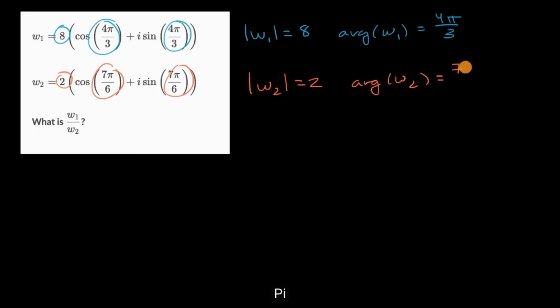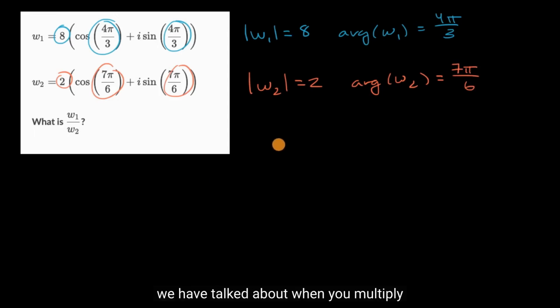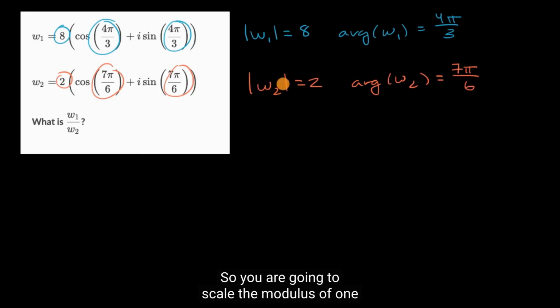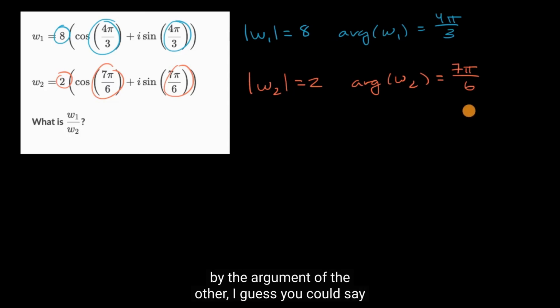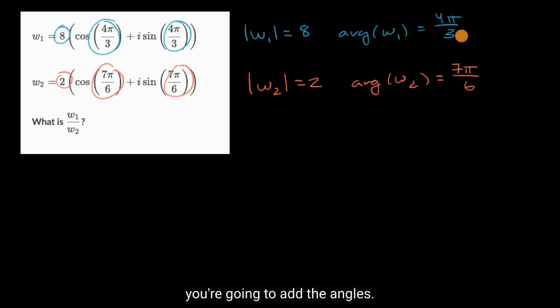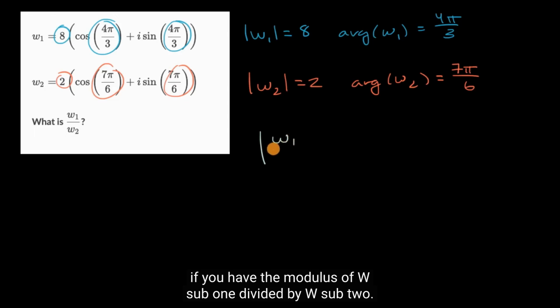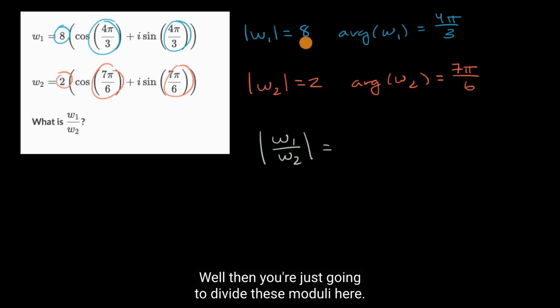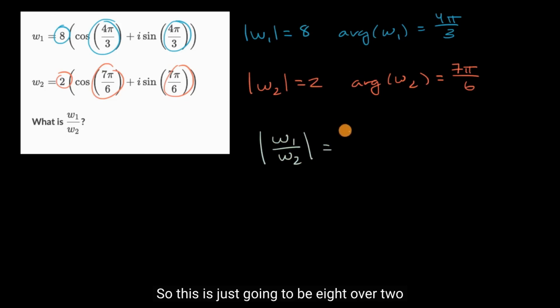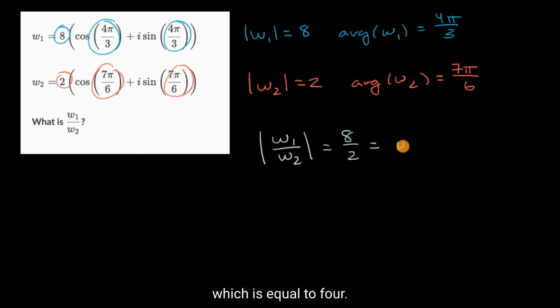Now, in many videos, we have talked about how when you multiply one complex number by another, you're essentially transforming it. You scale the modulus of one by the modulus of the other, and you rotate the argument of one by the argument of the other. I guess you could say you add the angles. So another way to think about it is, if you have the modulus of w sub 1 divided by w sub 2, then you're just going to divide these moduli. So this is just going to be 8 over 2, which is equal to 4.